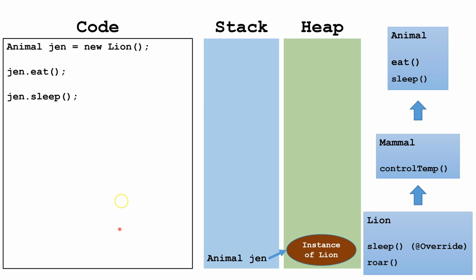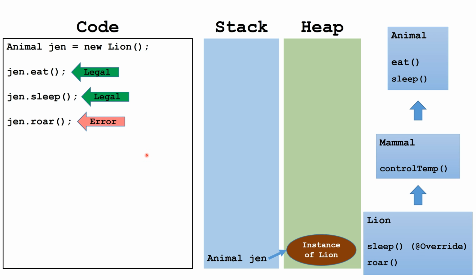Next, let's call the two available methods from gen. We call eat and sleep, which is legal, because as mentioned before, there is a version of both the eat and sleep methods in the animal class. Next, we try calling roar from gen. Even though gen is pointing at an instance of lion, since gen is a reference variable of type animal, and roar does not exist in animal, this is illegal.